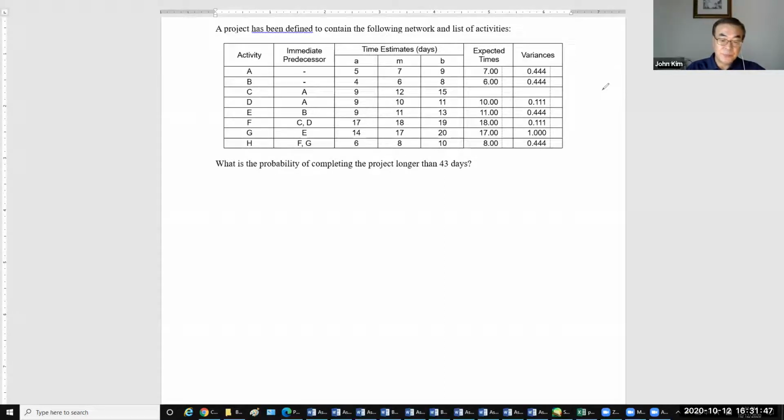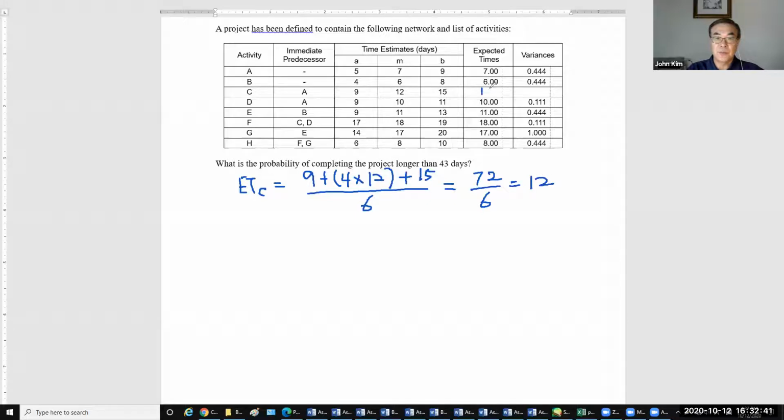So expected value, this one, expected time for C equals A plus 4 times M, 12, plus B, divided by 6, equals 72 divided by 6 equals 12. So this will be 12.